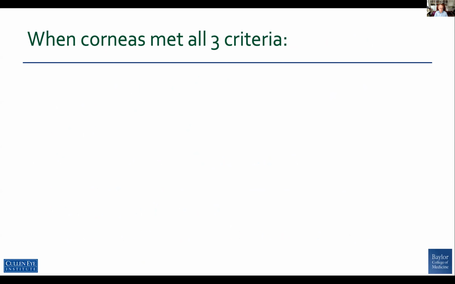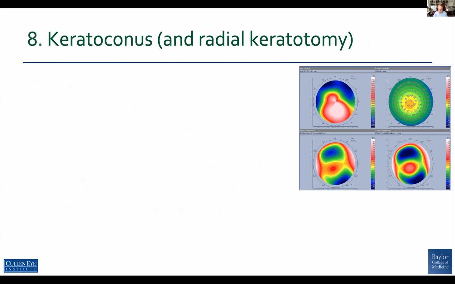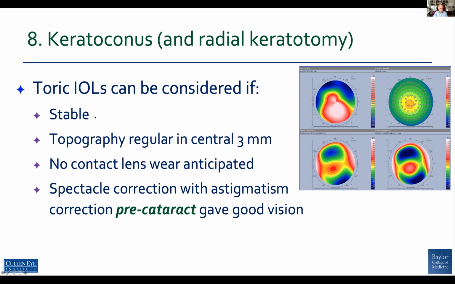Keratoconus is obviously a real challenge. The front's so irregular, and how do you measure and understand the back? We use toric IOLs if the eyes are stable. You have to document that. If the topography is fairly regular in the central 3 millimeters, the patient is not going to be wearing a contact lens.